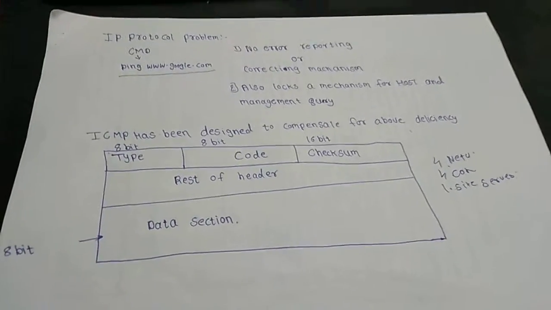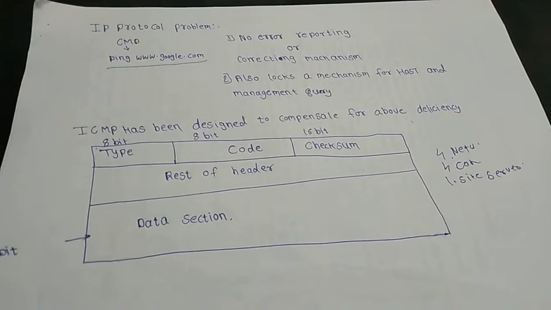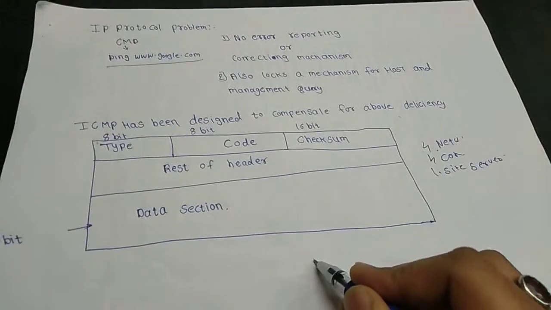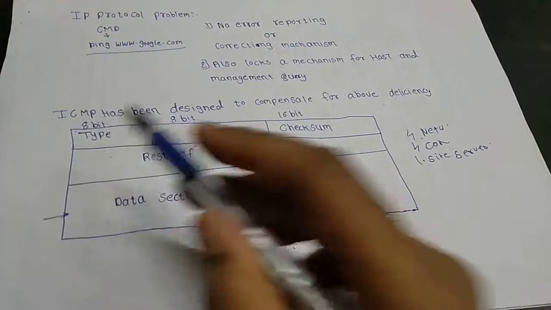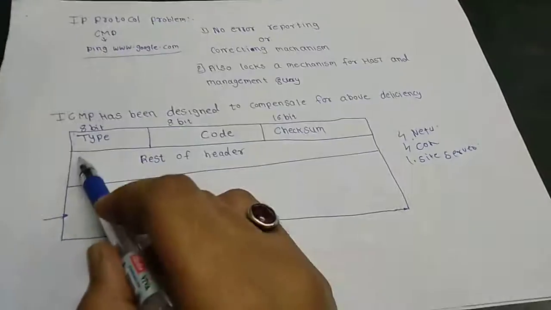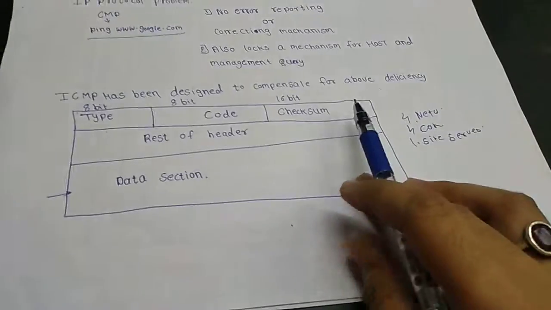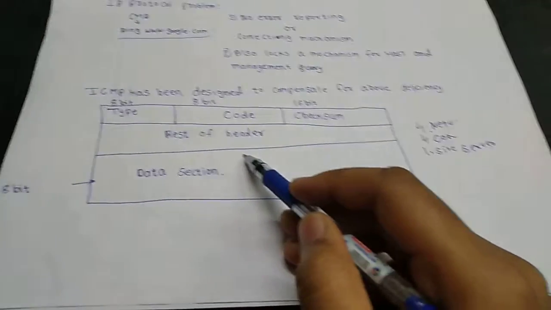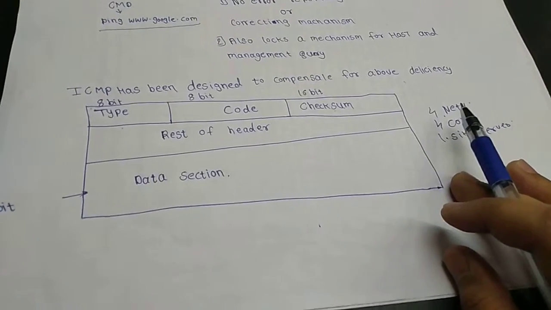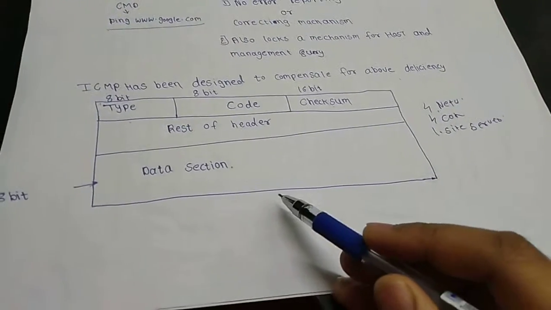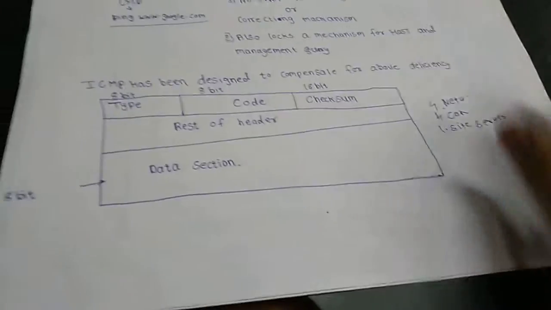So ICMP has been designed for these purposes. This is the ICMP diagram. First is the type, then the code, then the checksum. The type is 8 bits, the code is 8 bits, and the checksum is 16 bits. Then the rest of the header, which depends on the kind of header. Then the data section, where your data is put. Let's move on.